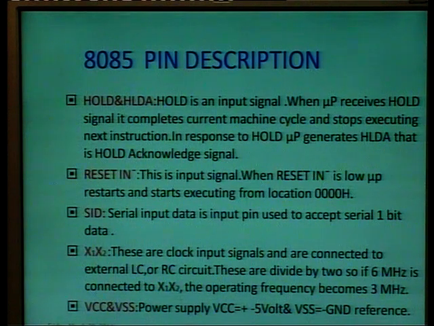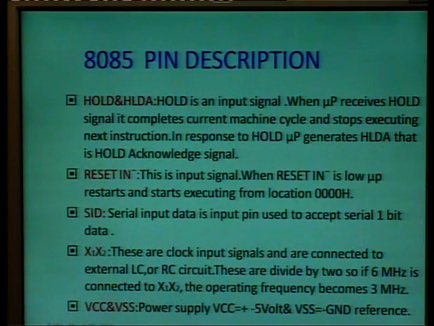Other control signals are HOLD and HOLD acknowledge. HOLD is an input signal and it is used in the DMA mode. When the microprocessor receives the HOLD signal, it completes the current machine cycle and stops executing the next instruction. In response to HOLD, the microprocessor generates the HLDA, that is hold acknowledge signal. RESET IN is an input signal. When RESET IN is low, the microprocessor restarts and starts execution from the location 0000H. Serial input data, this is the input data pin used to accept serial 1 bit data.